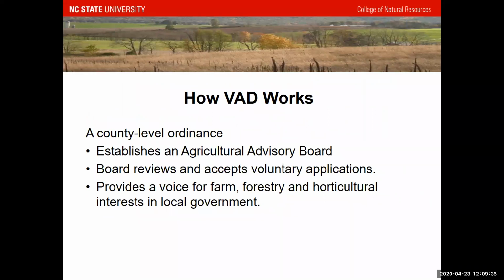How it works, we said it's voluntary, just like present use valuation is, but the counties voluntarily establish an ordinance. Through that ordinance, we create an advisory board that essentially runs the program, accepts and reviews those applications from farms, and then in a grander sense, it promotes or provides a voice for farm, forestry, horticultural interest in local government. So it's established by the local government, but it's an advisory board.